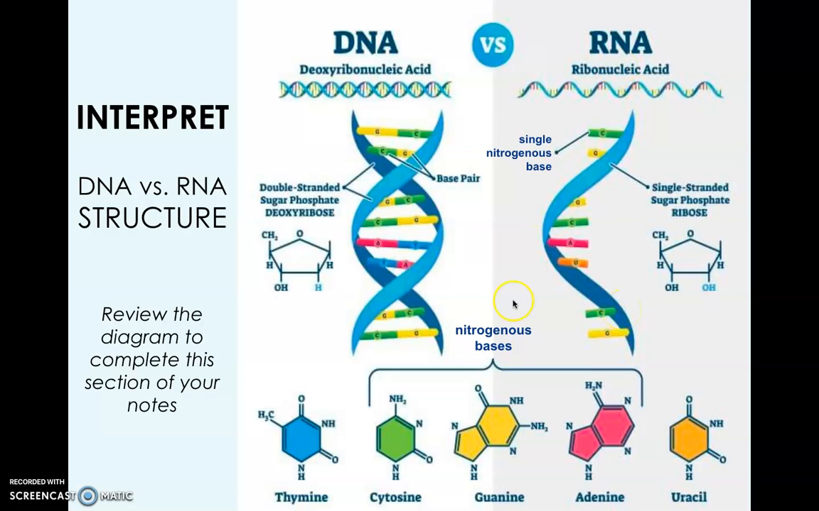The nitrogenous bases found in RNA are cytosine, guanine, adenine, and uracil. So that means that we're going to adjust our base pairing rules in RNA compared to DNA. DNA has thymine, cytosine, guanine, and adenine. And we know that adenine and thymine bond together, cytosine and guanine bond together. Cytosine and guanine bond together in RNA just like they do in DNA. But now, since there's no thymine present, adenine bonds with uracil. So the base pairs in RNA are A and U, C and G.